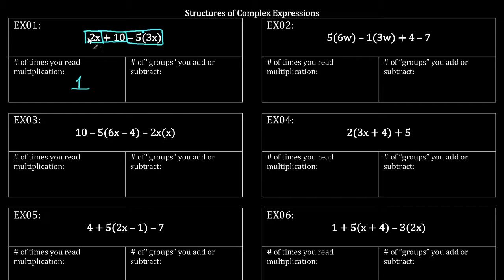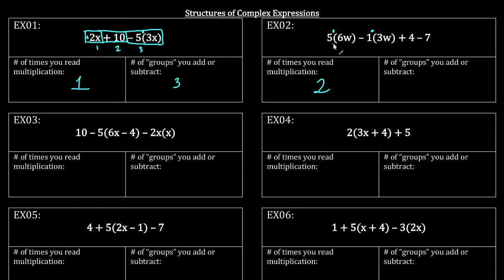If you look at this, you can think about it as how many, we can figure out the groups by looking for the addition or the subtraction. We have 1, 2, 3 groups. 3 groups. Stay with me. It gets easier the more you see it. So let's read this one again and read the number of times we read multiplication. We say times. 5 times 6w minus 1 times 3w plus 4 minus 7. So I said it twice.